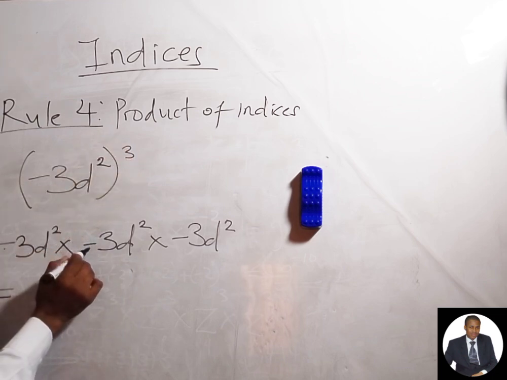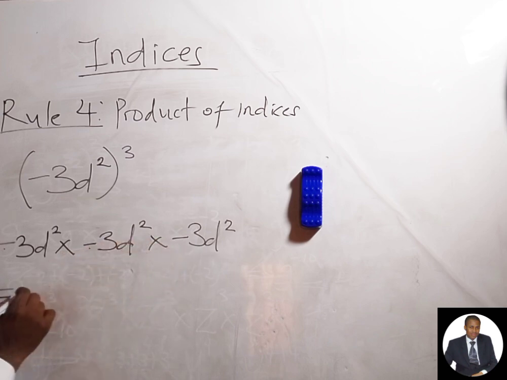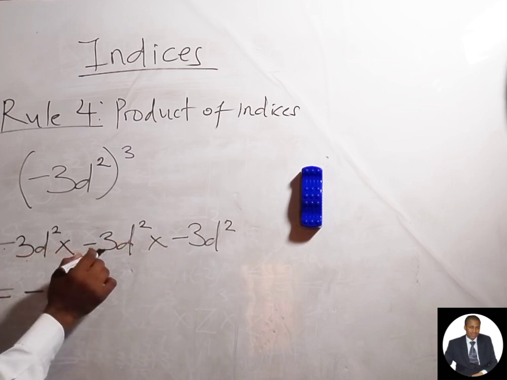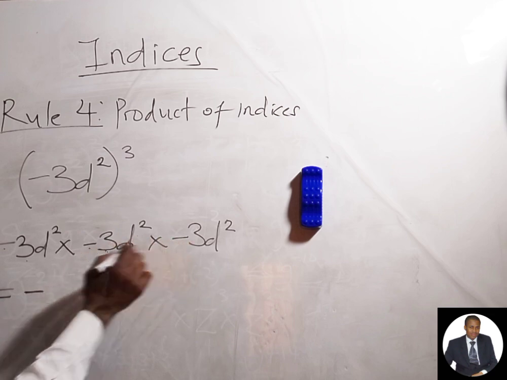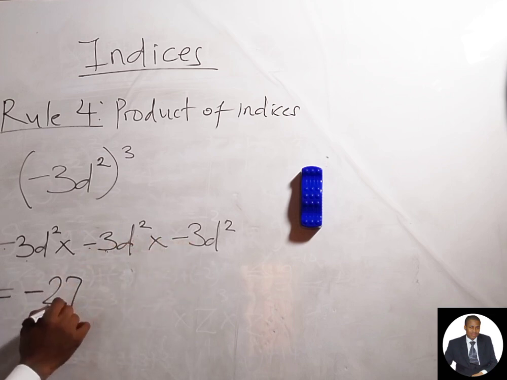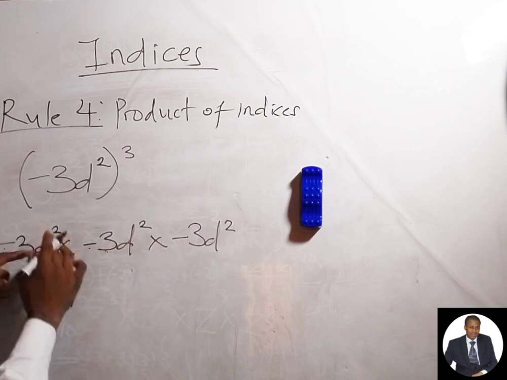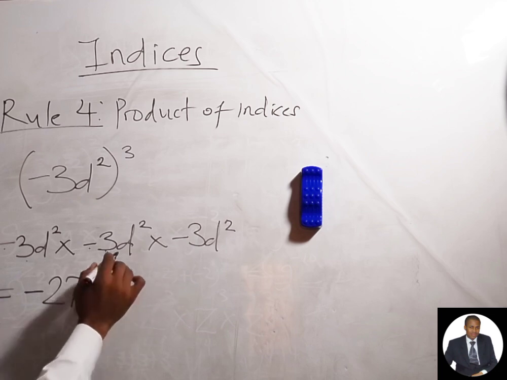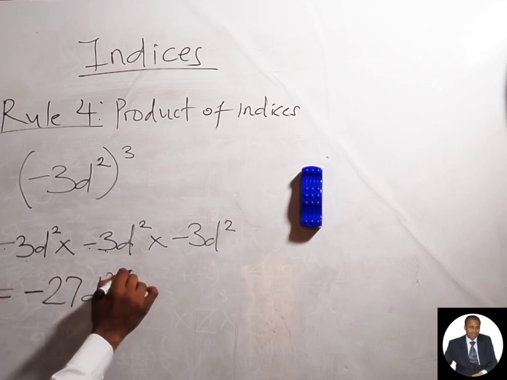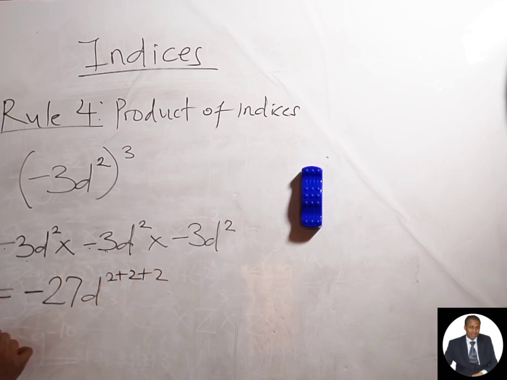Minus times minus is plus. Then plus times minus is minus. 3 times 3, 9. 9 times 3, 27. Then we come with the d squared and say plus 2 plus 2. That gives us minus 27d raised to the power 6. This is a longer route.